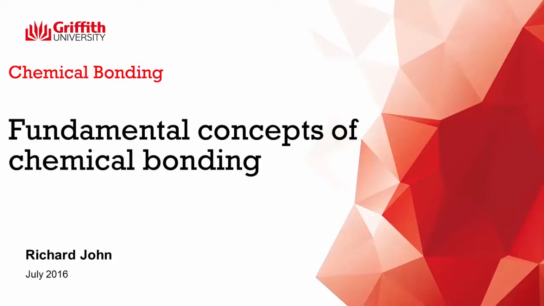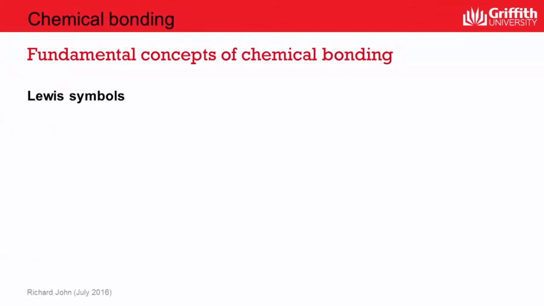In this video, we look at some useful concepts and tools that will greatly assist our understanding of chemical bonding. Specifically, we look at the use of Lewis symbols for tracking valence electrons during bonding. We're introduced to the concept of the octet rule, and we look at the property of electronegativity and its effect on chemical bonding.